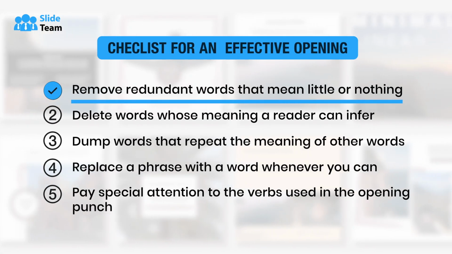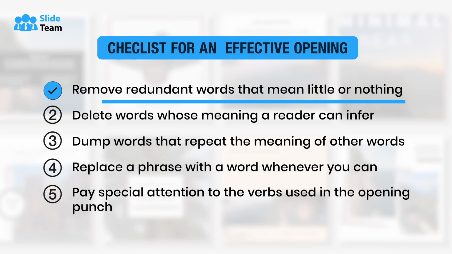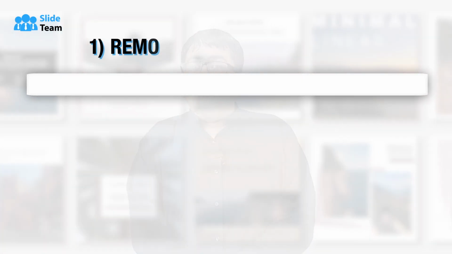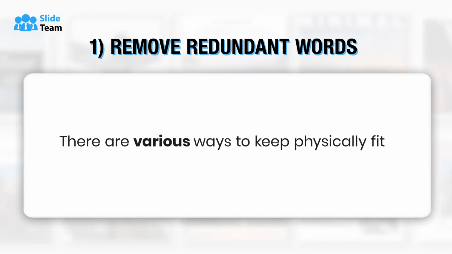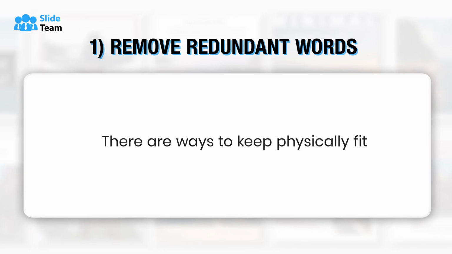Number 1. Remove redundant words that mean little or nothing. These are actually really various. So an example is, there are various ways to keep physically fit. It can be rewritten as, there are ways to keep physically fit.